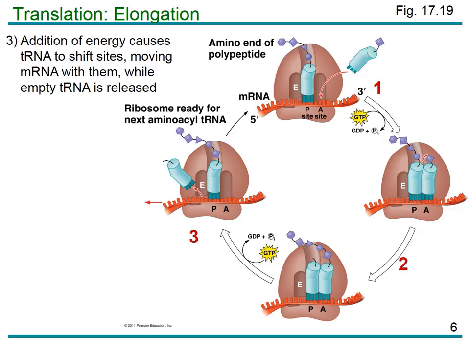The addition of another GTP, so we have GTP hydrolysis again, another endergonic reaction, is going to cause a shift of tRNA from the A site to the P site. So now the tRNA in the P site has that growing amino acid chain, and the tRNA that was in the P site gets shifted to the E site and is going to exit the ribosome, leaving now an open spot in the A site for the next tRNA with the appropriate amino acid to come in and continue this cycle.